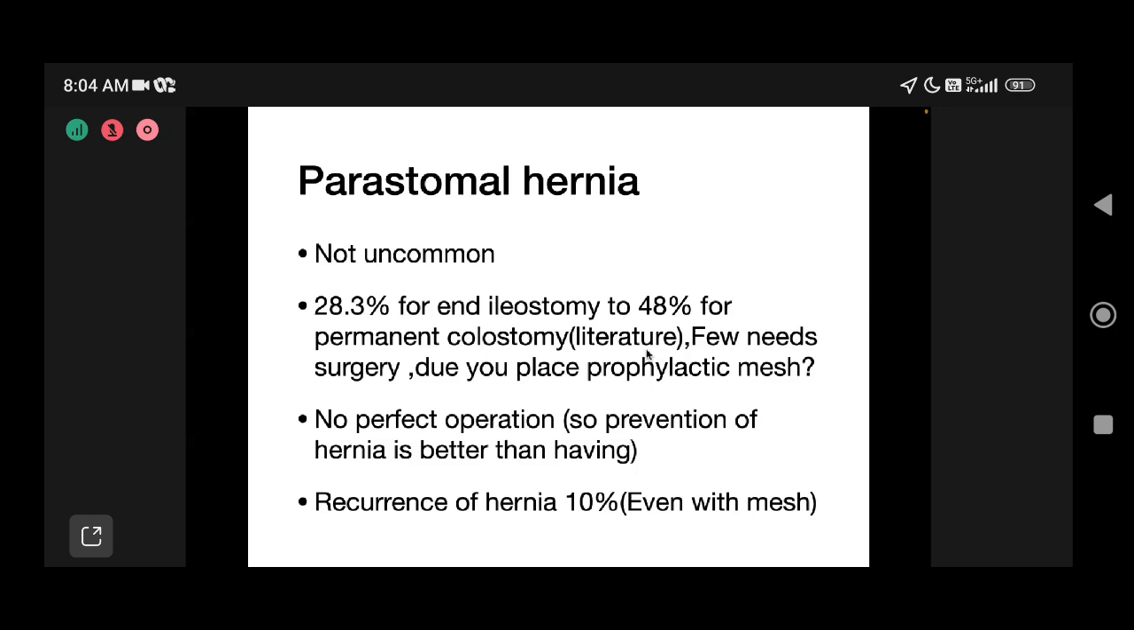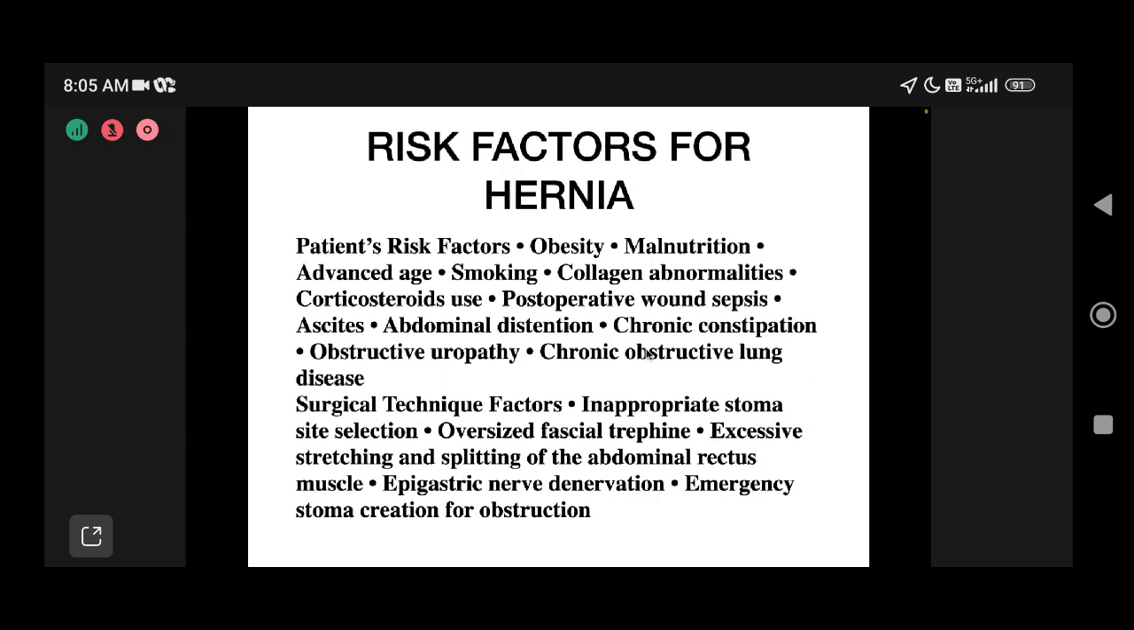I will talk about this for high-risk individuals. No perfect operation has been described so far for parastomal hernia repair, but whenever we do the repair, sometimes we might lose some bowel because of vascularity. We need to have a little more length of bowel coming out and reaching separately. That's very important, and whenever you correct it, we need to look with a laparoscopy if possible, try to release the adhesions and do the mesh repair. Then recurrence of hernia with mesh is also about 10%.